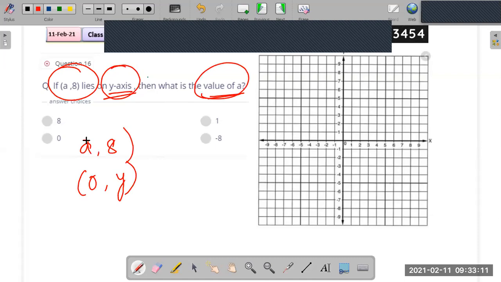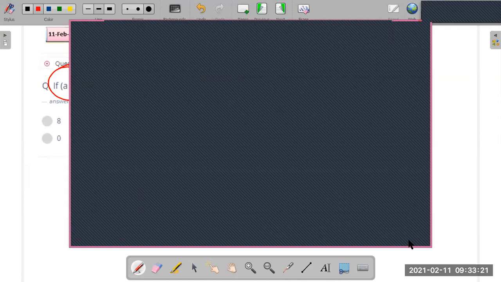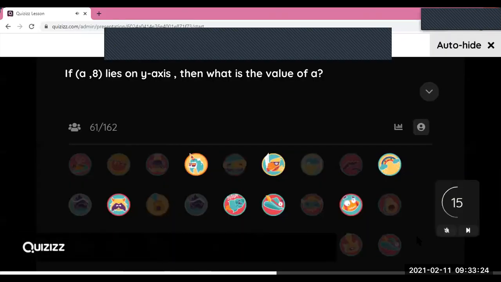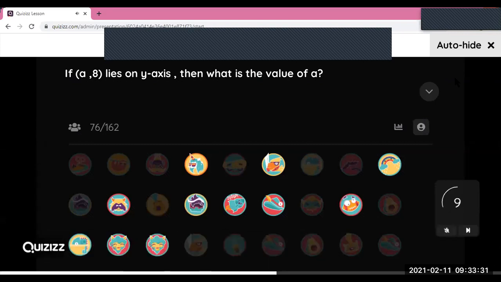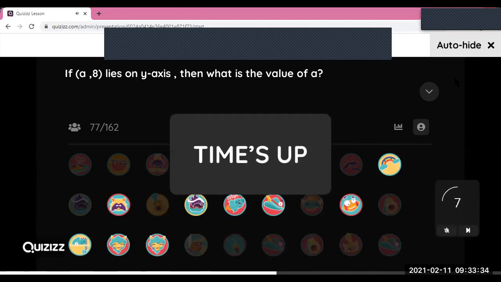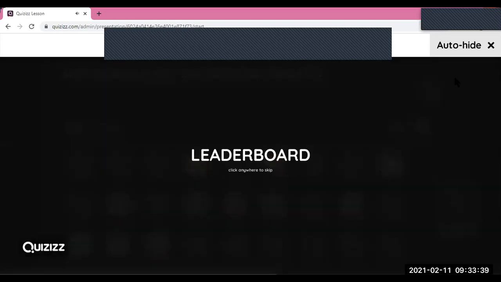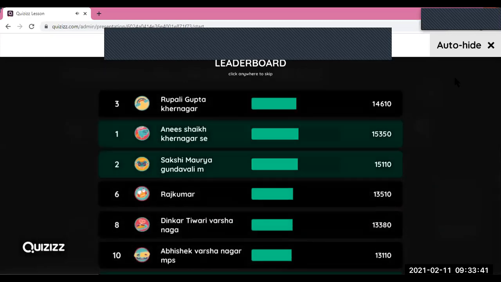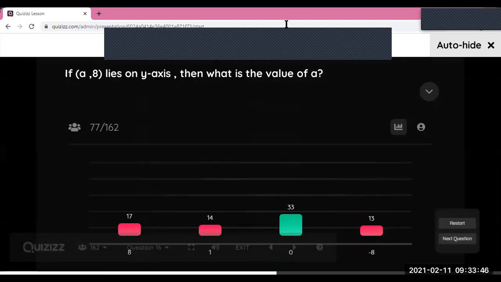So what is the value of a here? Quickly select the correct choice. Everyone, a very simple question. If a point lies on the y-axis, what is its x coordinate? A point lies on the y-axis, so its x has to be 0. If a point lies on the x-axis, then the y will be 0, right? If a point lies on the y-axis, its x value will be 0. Anish Sheikh is on the top. 33 of you got it right.